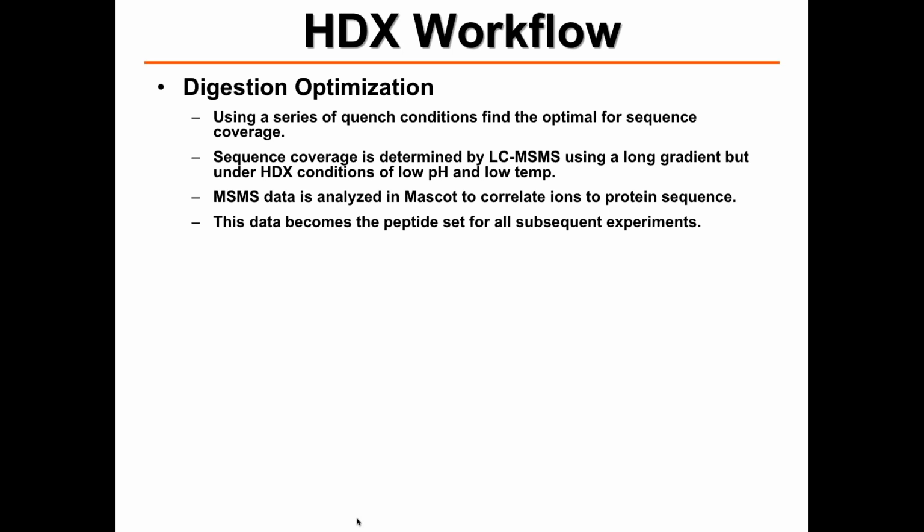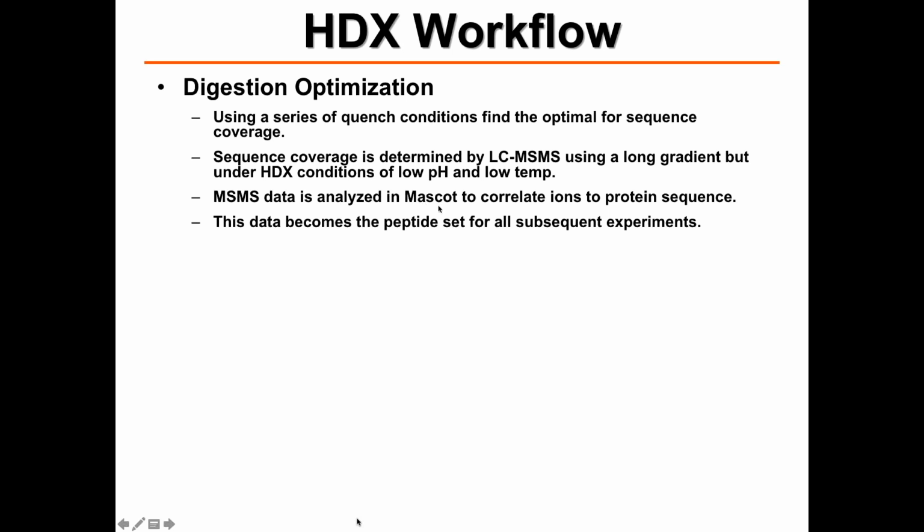So everything we're doing, you can modify at the expense of losing deuterium, and if you have a big change in protection, then you can get away with it. If you're looking for subtle changes, as you lose deuterium, it gets into the baseline and you don't have any signal. The MSMS data is then put up against MASCOT.